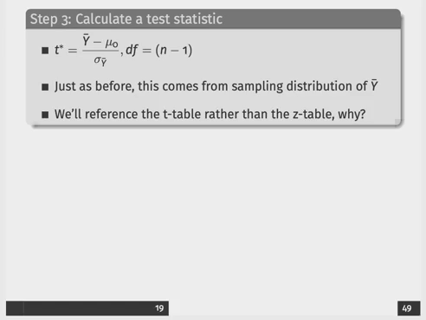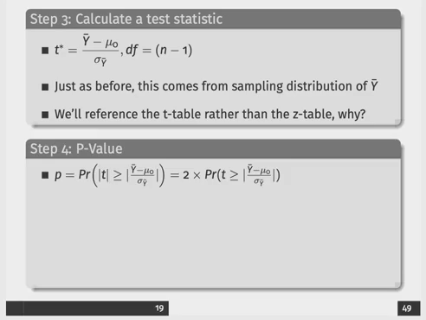And importantly, we'll be referencing the t-table rather than the z-table. I've kind of alluded to the reason, but I want you to take a second to think about why that is. And the reason for this is as we increase the number of observations, the t-distribution is going to approximate a normal distribution, which is associated with a z-table.